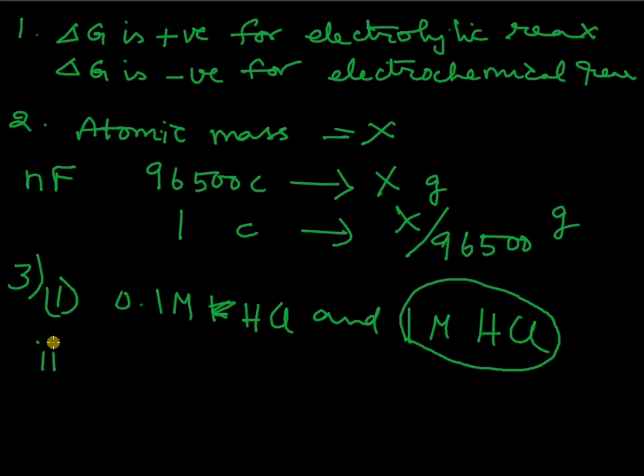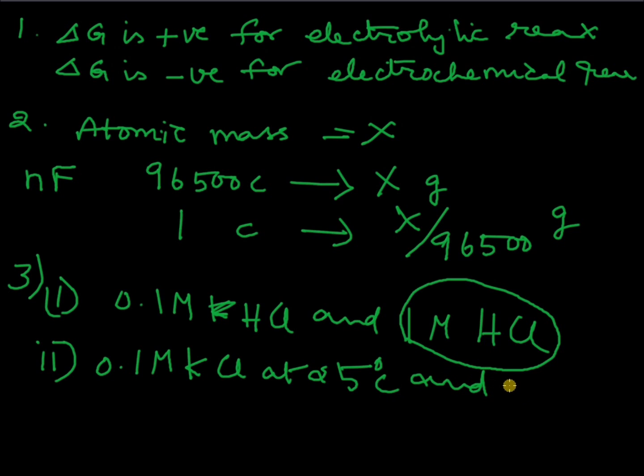And in the second subdivision, you are given a 0.1 molar KCl solution at 25 degrees Celsius and a solution of the same concentration, 0.1 molar KCl, at 50 degrees Celsius. Here the concentrations are the same, but the temperatures vary. The one at higher temperature will have greater mobilities for the ions. So, when the solution is at higher temperature, the ions also will have higher mobilities. Hence, conductivity will be more.